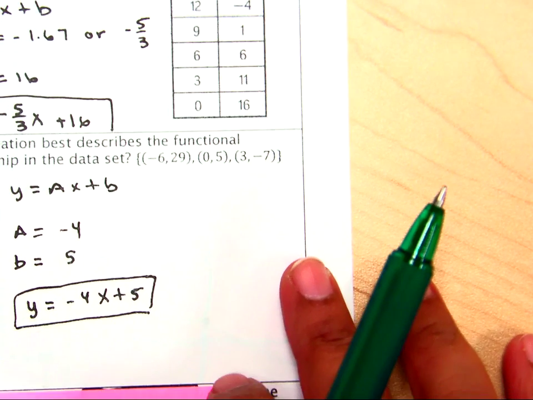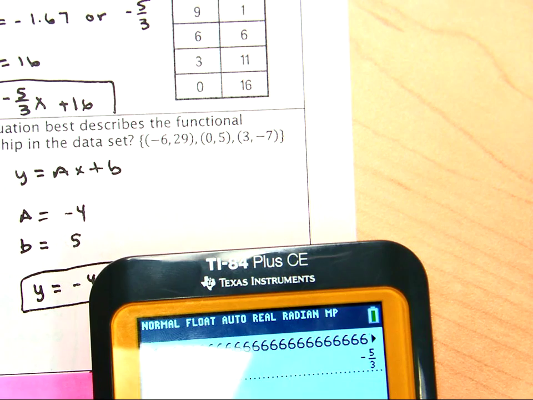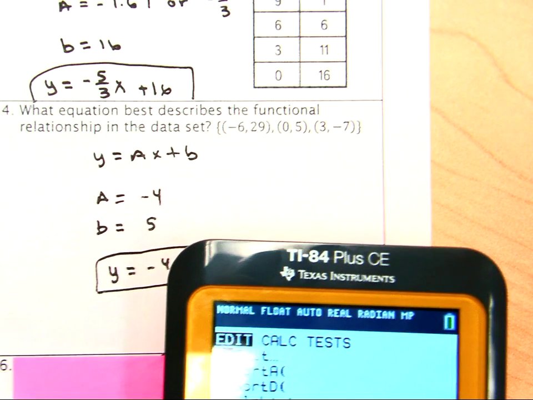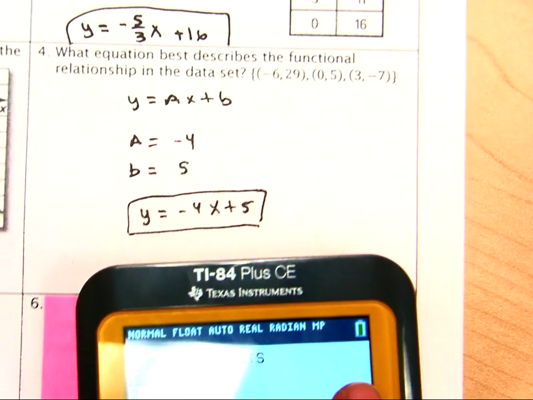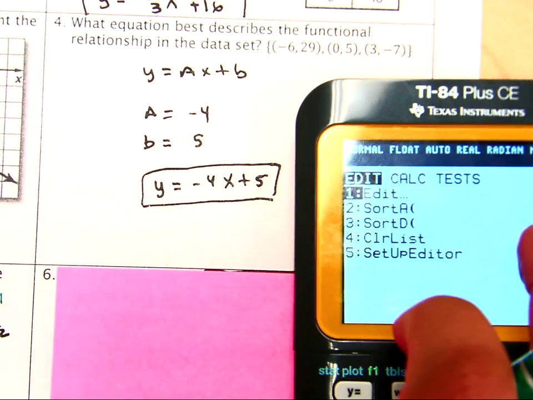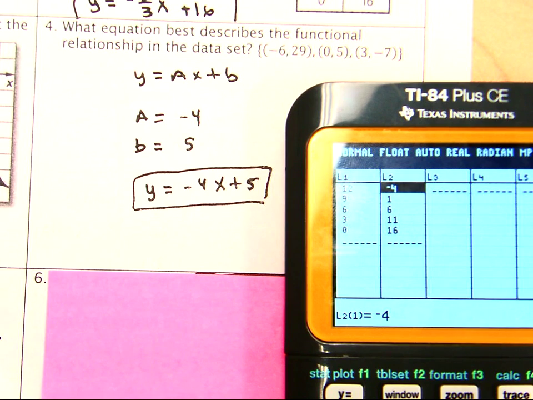Alright, this is another one that you can put in stat. It's asking for the equation of the line. I'm not sure what happened on the day we did this together, because I didn't get the same equation that we originally got.